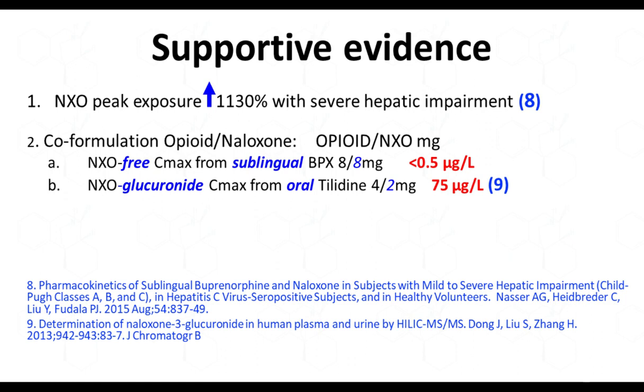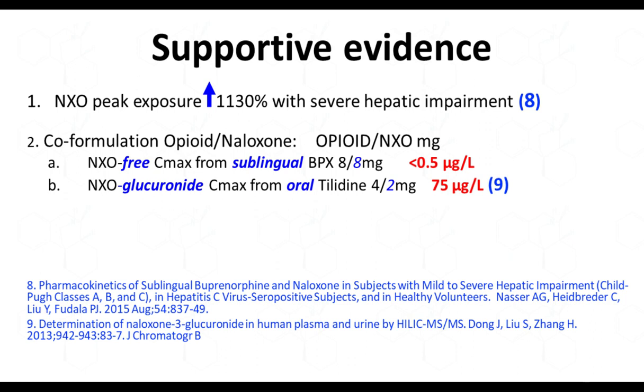There is some supportive evidence for this hypothesis. One is that if you look at naloxone peak exposure in patients with severe hepatic impairment, and a couple of good studies have been done on this, you have much higher free naloxone concentrations, over 1,000% higher. So this is consistent with the idea that you have a high rate of glucuronidation under normal circumstances, and when that's impaired, when you have hepatic damage, you have higher free naloxone concentrations.